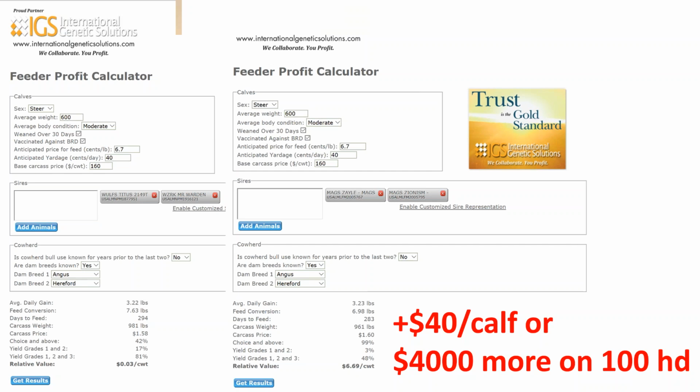Just a real quick question. On the top there, the very last line in the top box where it says base carcass price, I'm assuming that's a futures price? That's a great question, and actually that's exactly where I was going to go next.